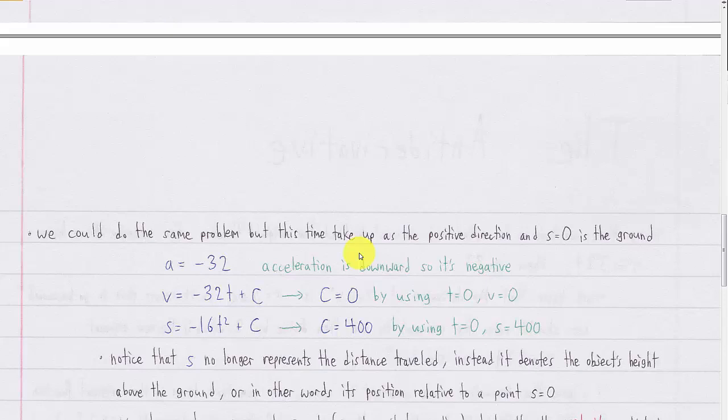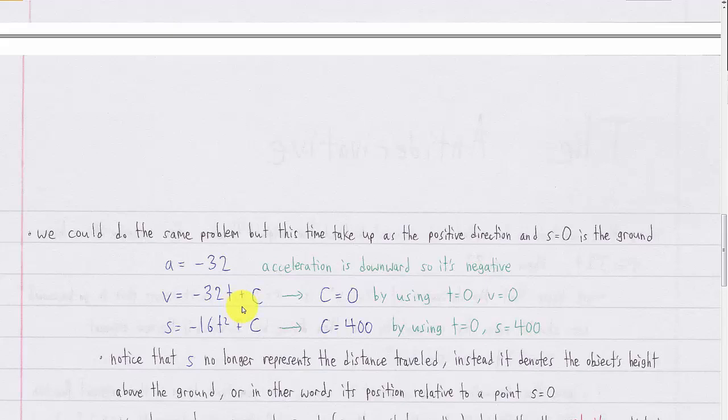So let's do the same problem, but taking different directions and a coordinate system. This time, let's say upwards is the positive direction and down is the negative direction. So that means acceleration, since it's downwards, is going to be negative. So we start with a equals negative 32. Then when we integrate that to get speed, negative 32t plus c, solve for c equals 0 using the fact that the speed is 0 when time equals 0. And then integrate this again to get distance is negative 16t squared plus c.